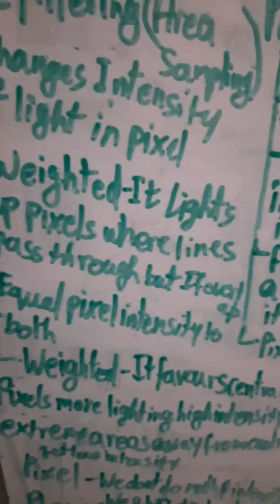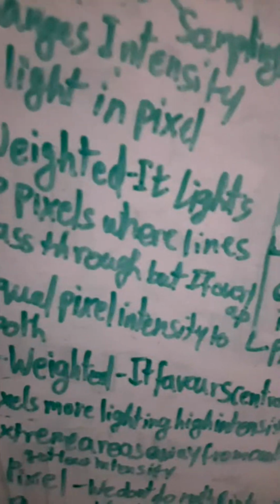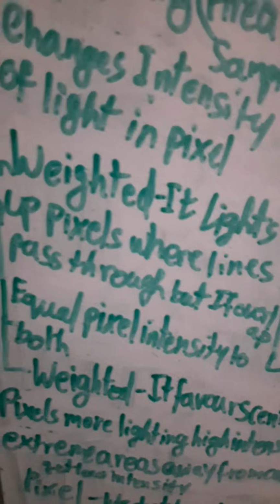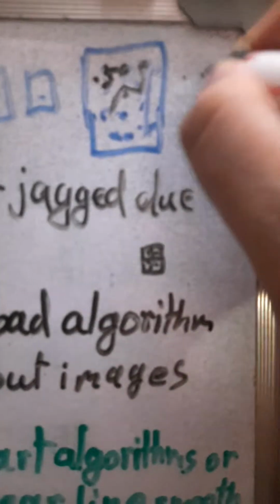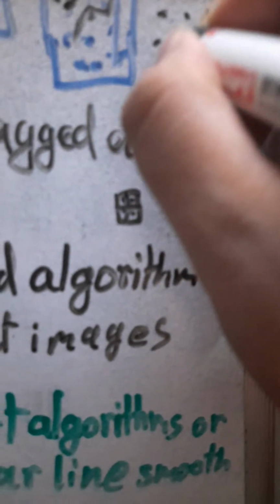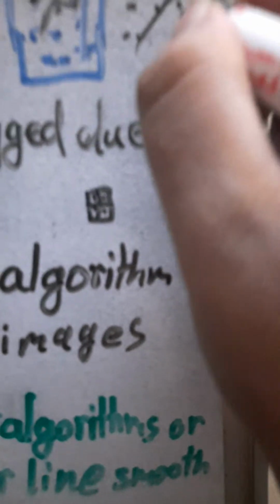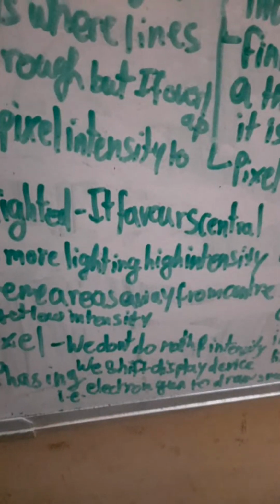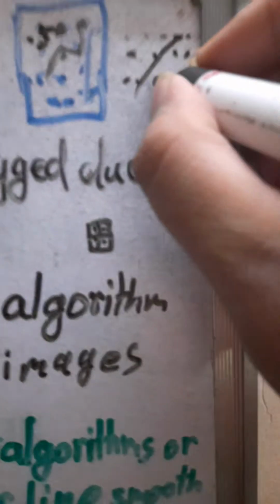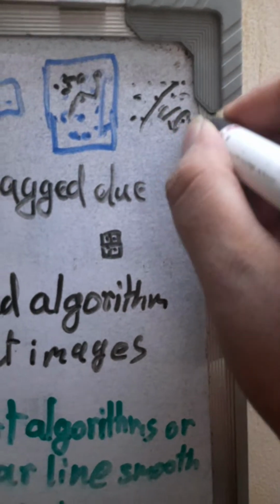In pre-filtering you have unweighted, which doesn't care about the center. Wherever the light touches, wherever the object line touches, it would glow. Let's say this is a grid. The line touches here, here, here, here. This will light it all up equally. It is not biased. But when it is weighted, it favors the center more. The more it is toward the center, these parts, this would be more highlighted, and this would be less highlighted because it is away from the center.